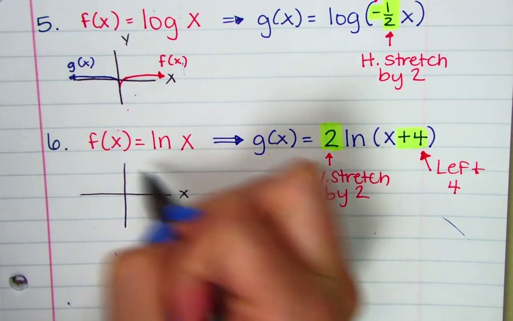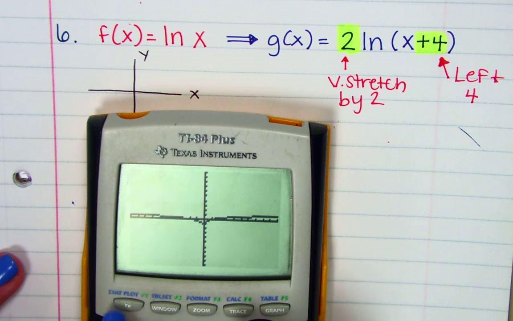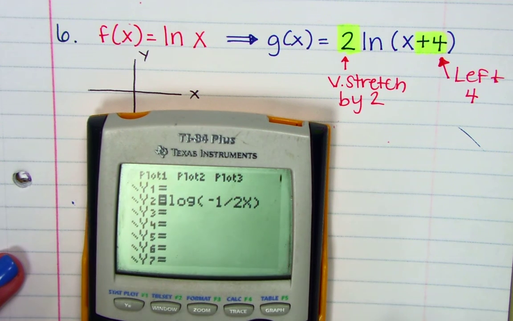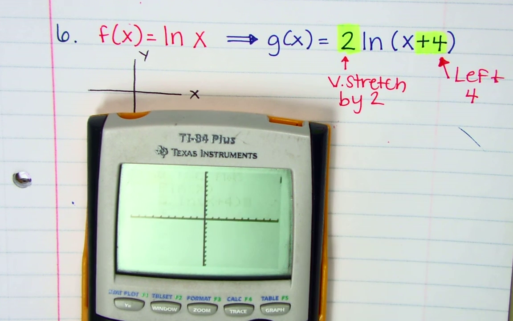Let's go ahead and check it out in our calculator. So we can see what's happening. To use the LN, it's the button we've been using for E. LN, just the X. And then 2 LN X plus 4. All right, and we said it should move left 4 and vertical stretch. Okay, so there you go.